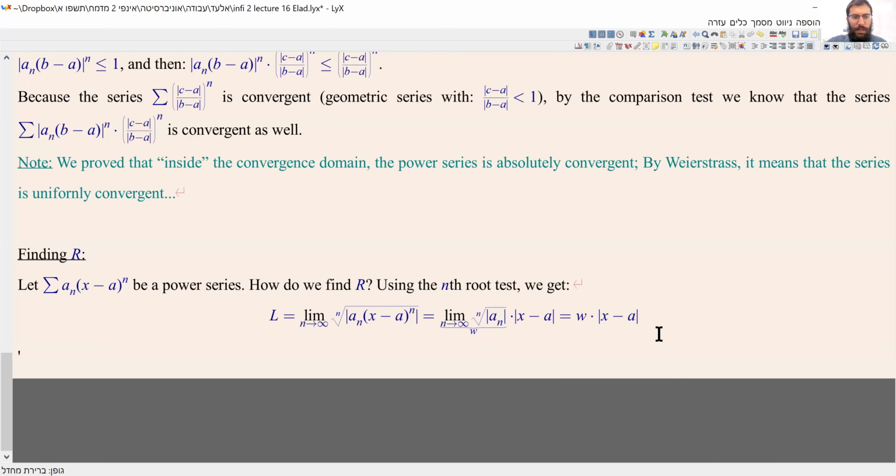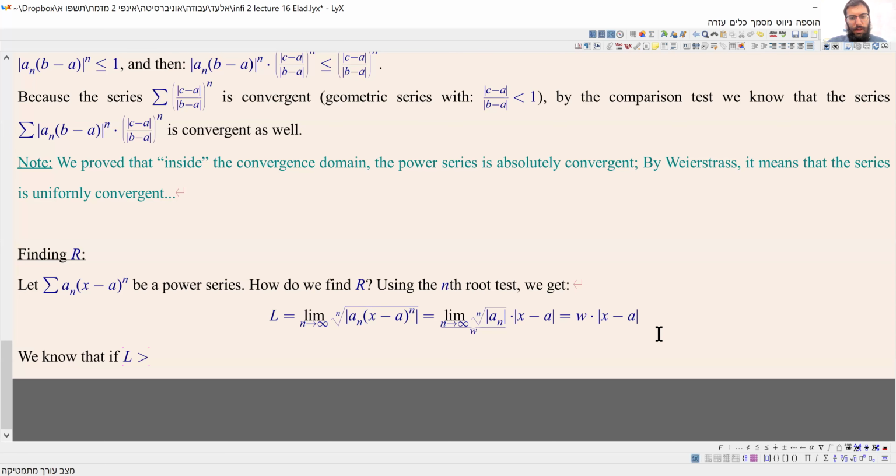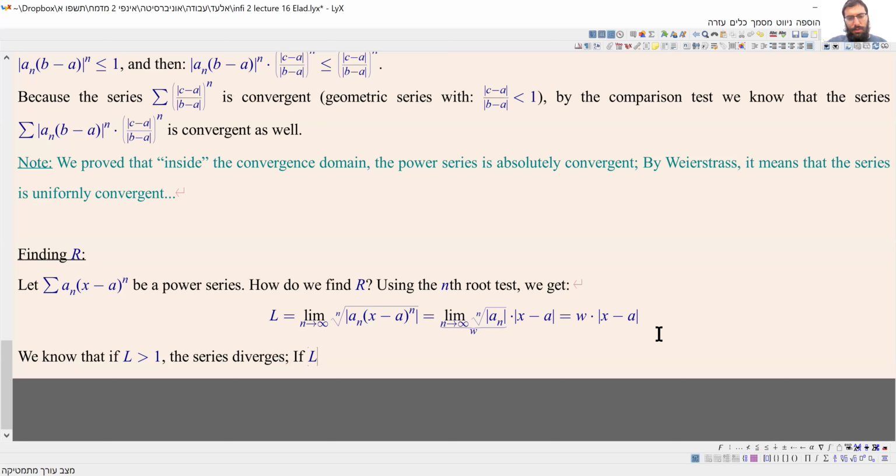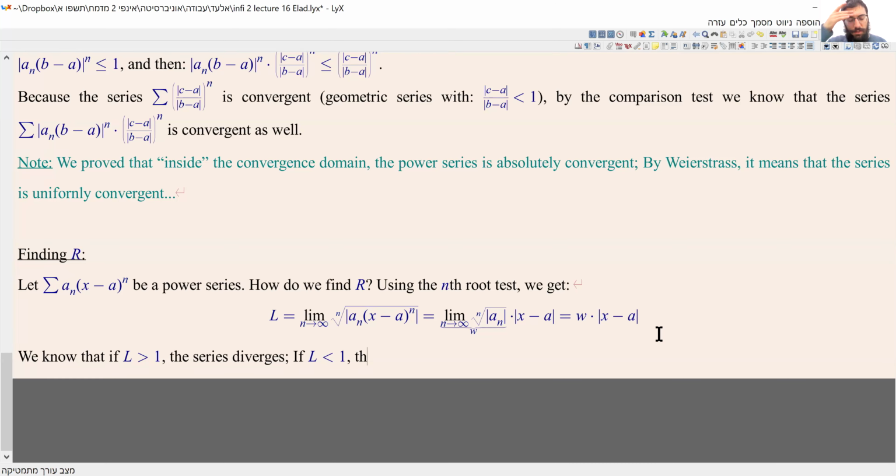And now we know that if L is greater than 1, the series diverges. If L is smaller than 1, the series converges. Let's write it down explicitly, talking about W and x minus a.